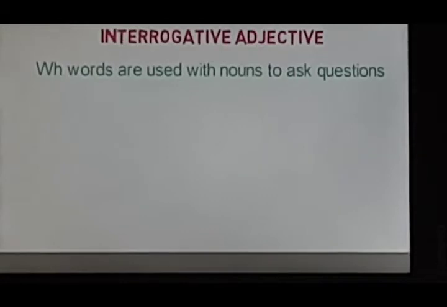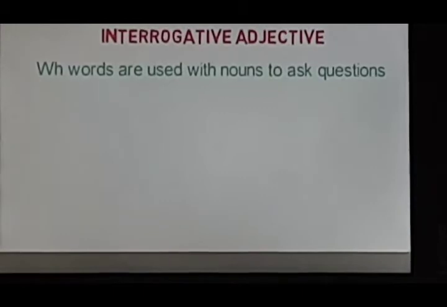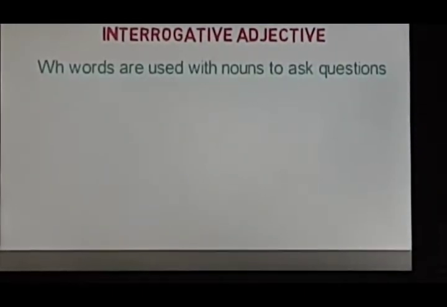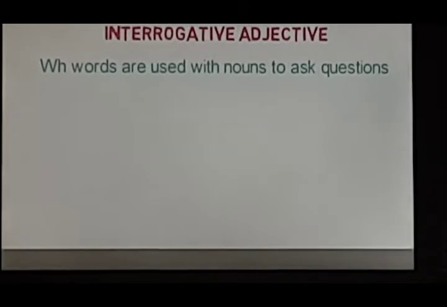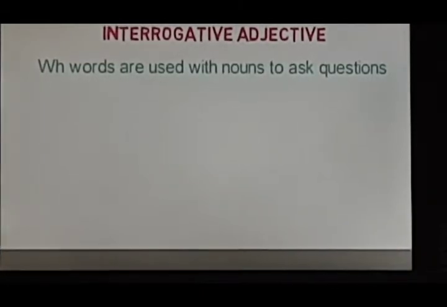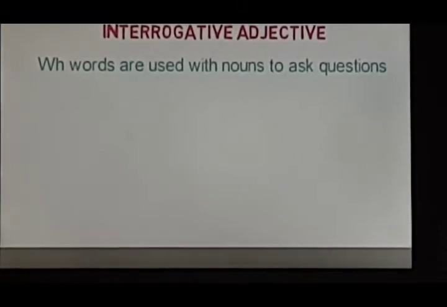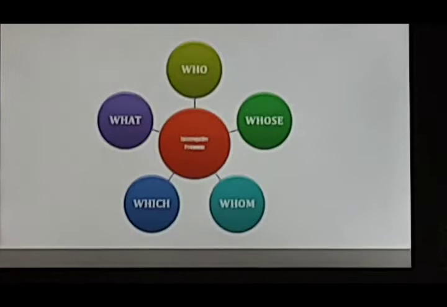Interrogative adjectives. Interrogative, as you know, are questioning words. So words beginning with WH, which are used as interrogatives, are used with nouns to ask questions, so they are interrogative adjectives. So these are the WH interrogative words: words like who, whose, what, which and whom.